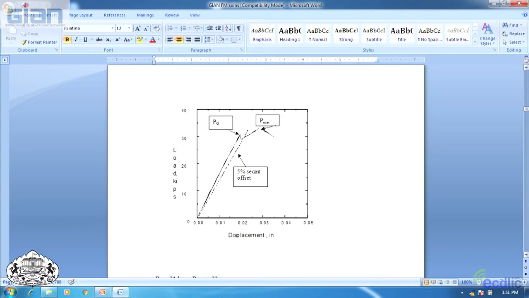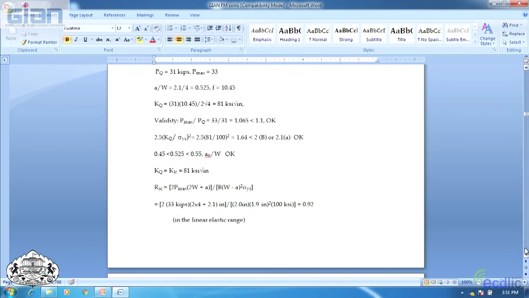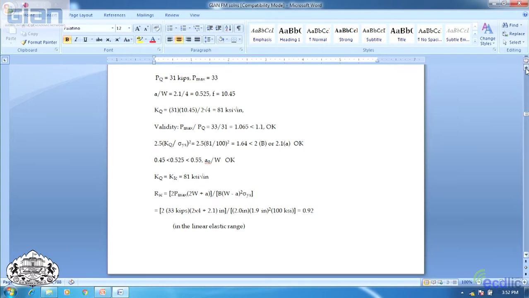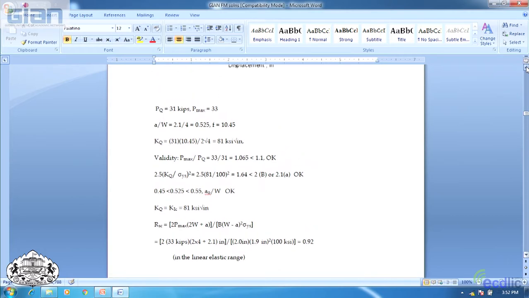Now, if he'll let me go down a little bit without going away, well, here's the whole thing, but you should try to work out. Let me show you these two numbers. You need them. PQ is 31 kips. Pmax is 33. And you can either do this in SI units or regular engineering units. Some of my problems I kept in engineering units because, as I said, I had the graph and I couldn't redo the graph.